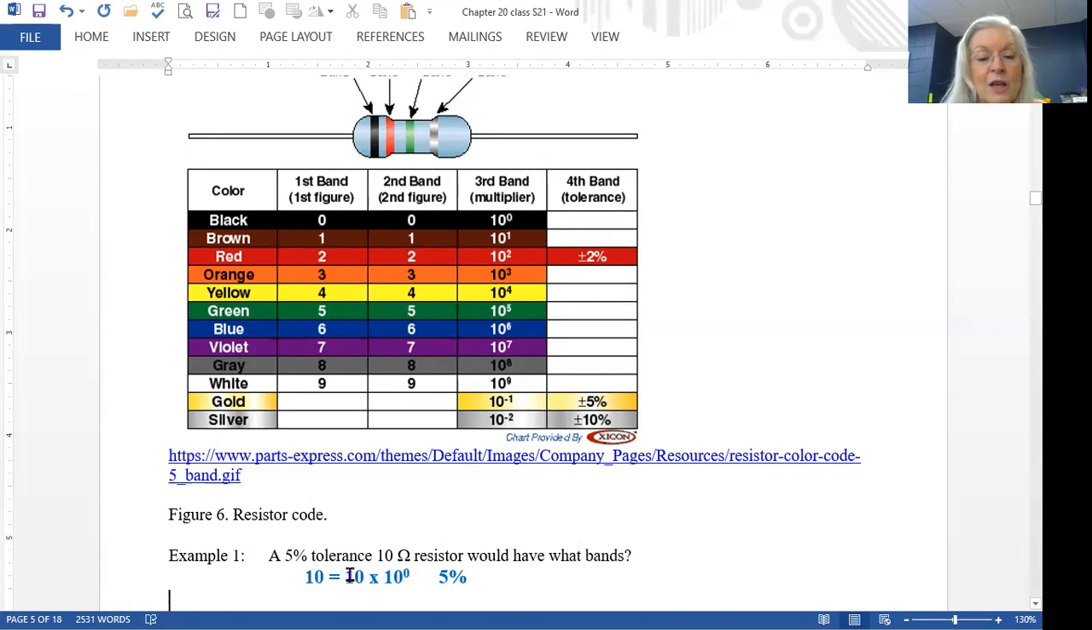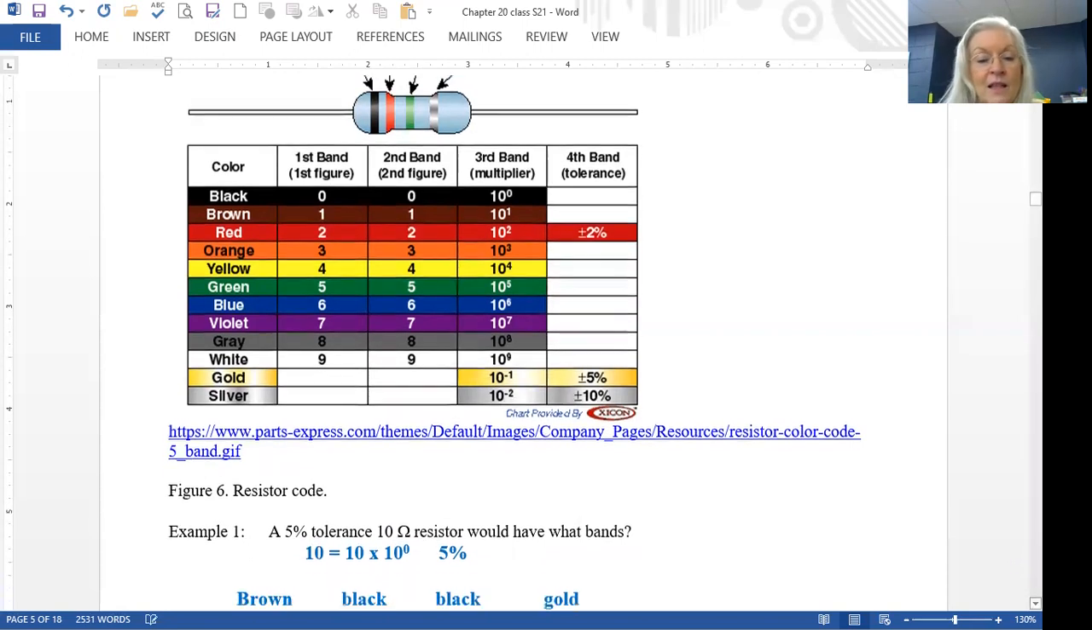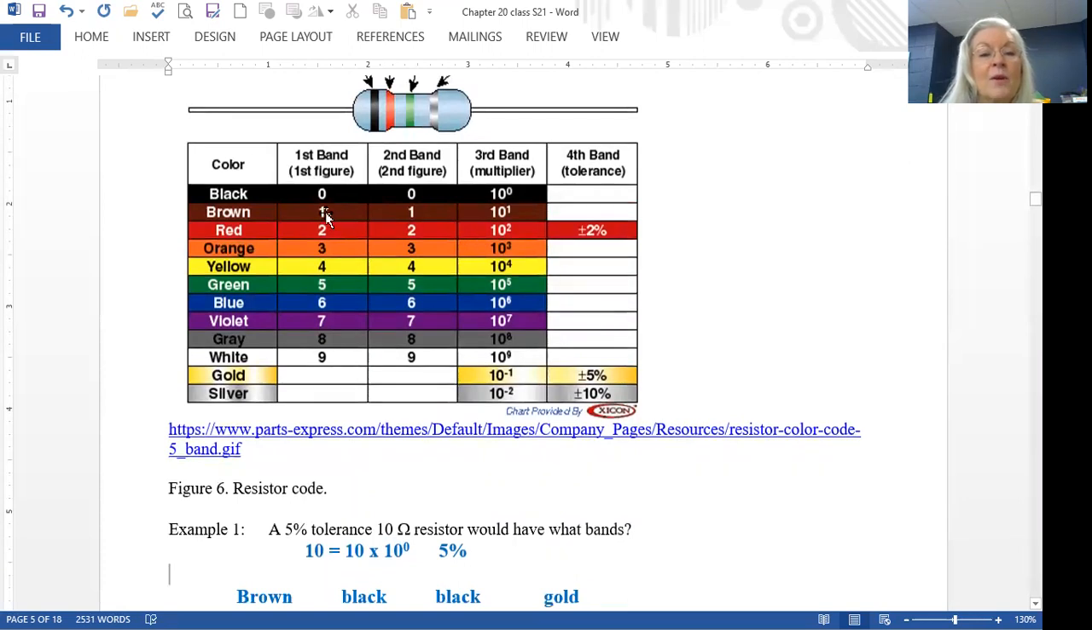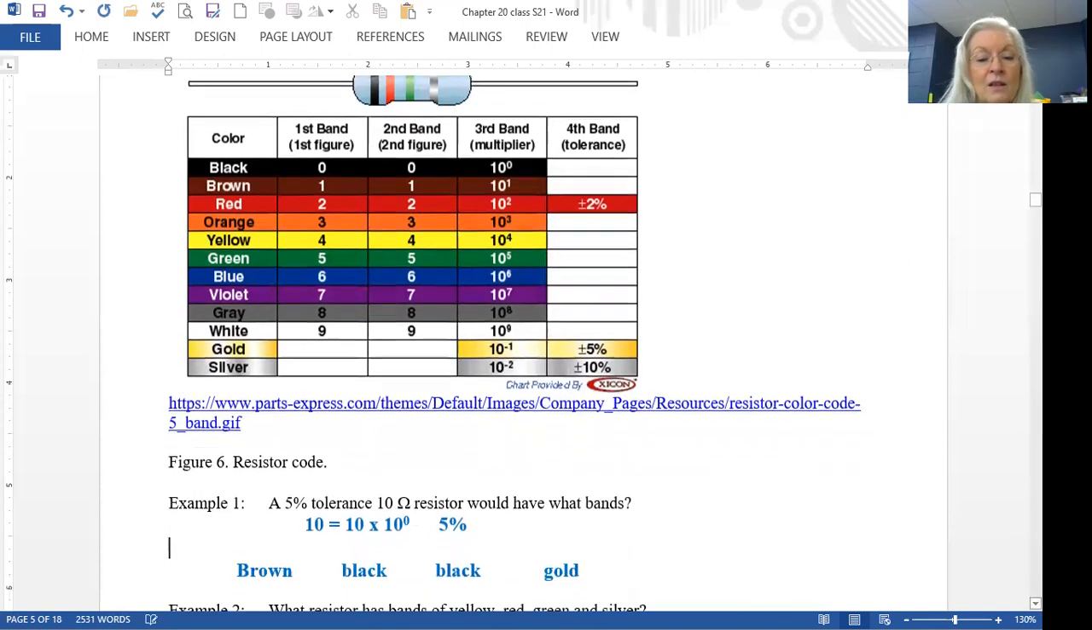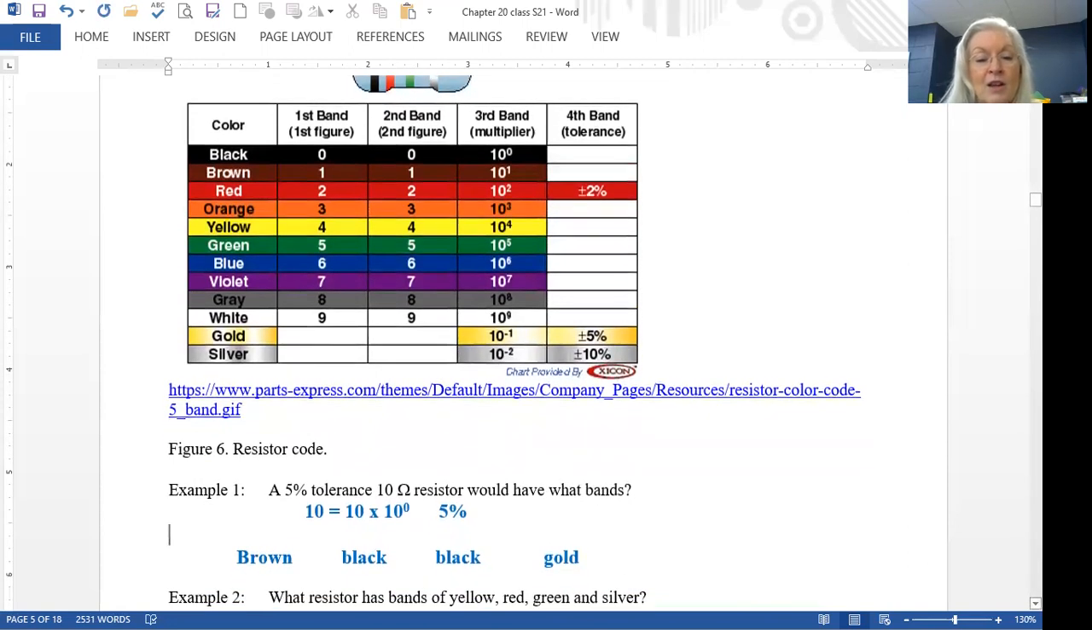So the 3 colored bands, we need a 1 color, a 0 color, and then another 0 color. So you'll notice up here that 1 is brown, 0 is black, and then the 0 on the exponent is black, and 5% would be gold. So those would be the 4 colors that we would look at: brown, black, black, and gold on that resistor.